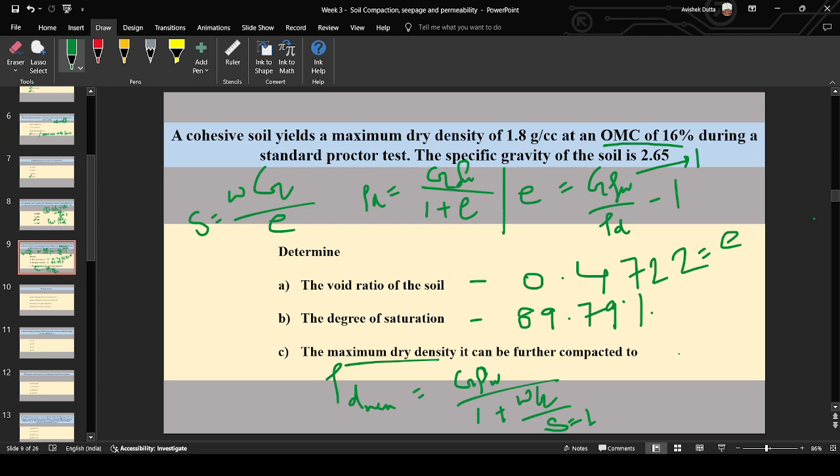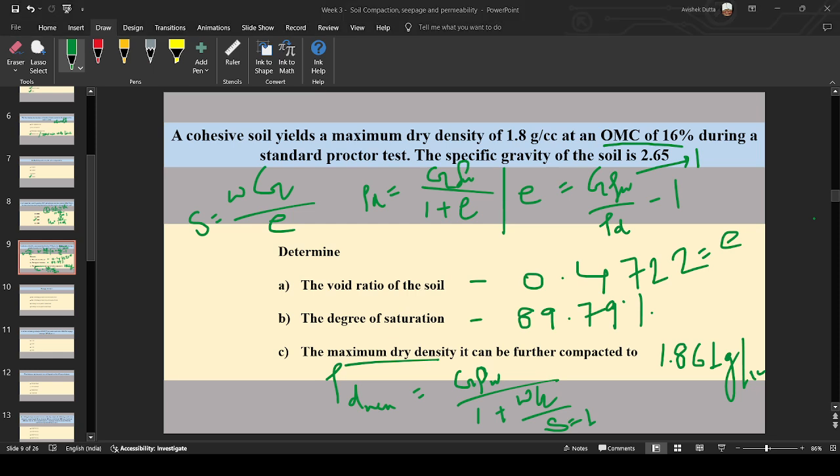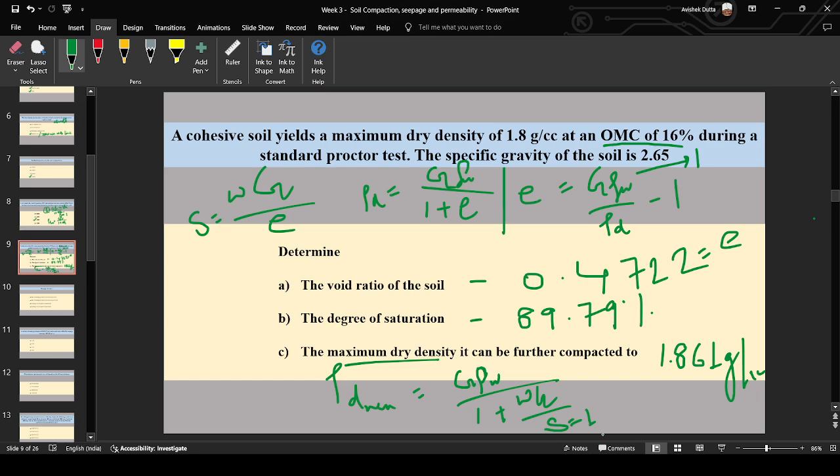0.16 into 2.65 plus 1, G 2.65 divided by that. The answer is 1.861 gram per cc. This is the answer. Same formula which we have used in the last problem. I hope it is clear.